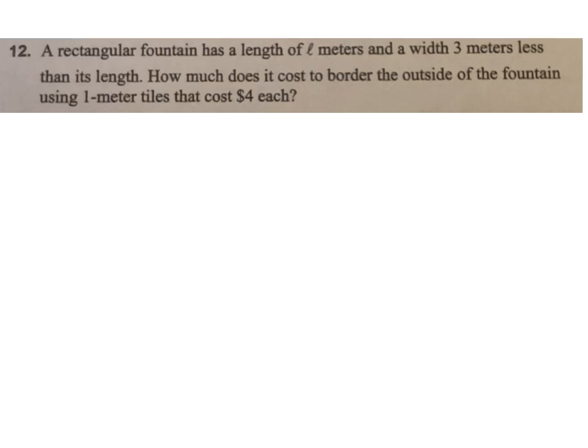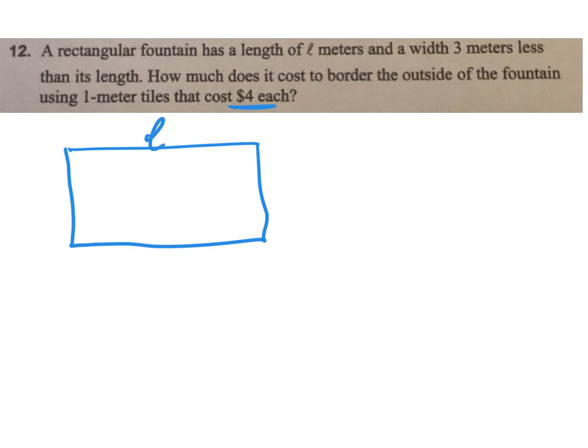This word problem is just finding the perimeter of a rectangular object, and you take that perimeter and multiply it by the cost, which is $4. So I'm going to draw a rectangular fountain, which has a length of L meters, so there's the length and there's the length, and a width that is 3 meters less than its length. So I take the length minus 3 and the length minus 3.